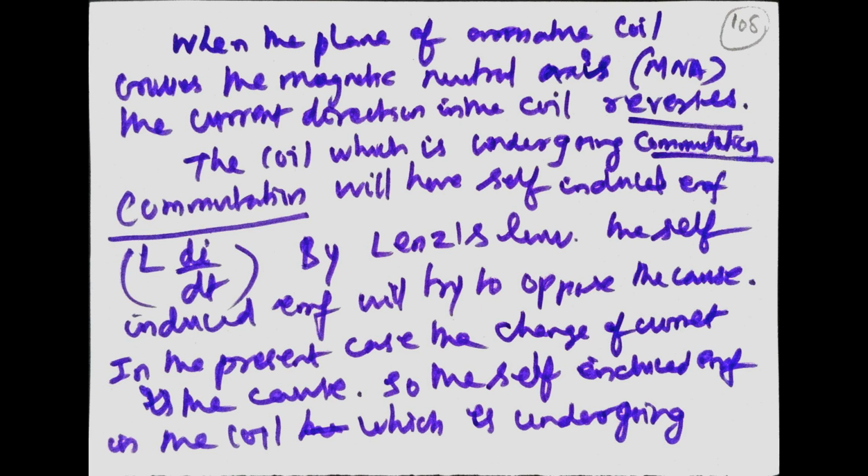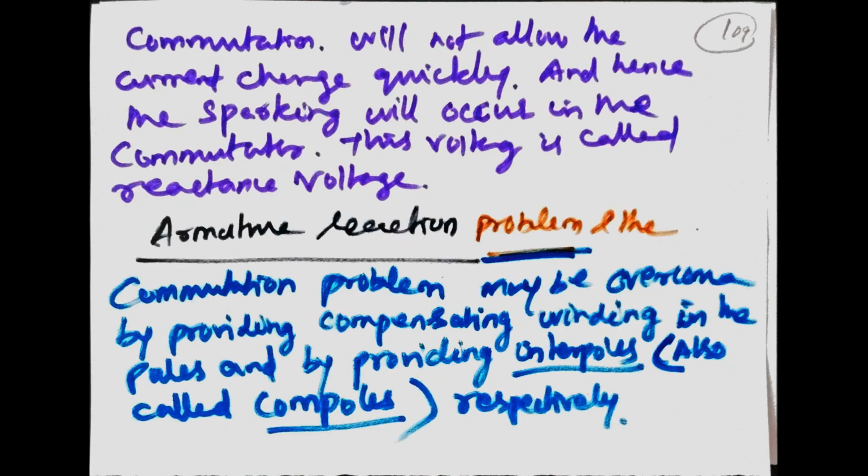The coil which is undergoing commutation will have a self-induced EMF, L dI by dt, by Lenz's law. The self-induced EMF will try to oppose the cause. In the present case, the change of current is the cause, so the self-induced EMF in the coil undergoing commutation will not allow the current to change quickly, and hence sparking will occur at the commutator. This voltage is called reactance voltage. The armature reaction problem and the commutation problem may be overcome by providing compensating winding in the poles and by providing interpoles, also called compoles, respectively.